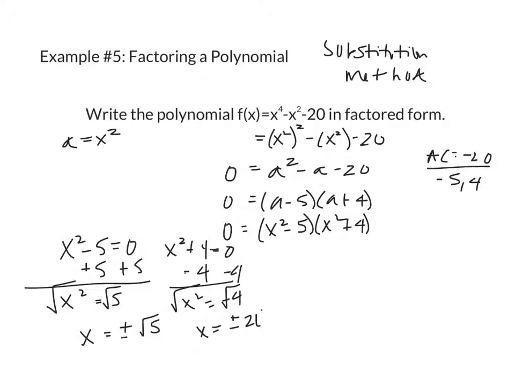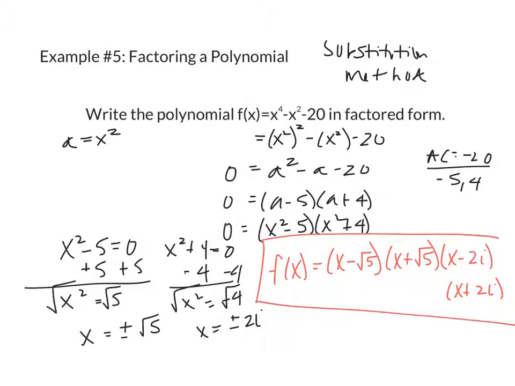Now to write this in factored form, our final answer will be, and I'll switch colors just so we can see, f of x equals, if I want to write the positive square root of 5 as a factor, it's actually x minus the square root of 5. To write negative square root of 5 as a factor, that'd be x plus the square root of 5. To write 2i as a factor, that'd be x minus 2i. And to write negative 2i as a factor, that'd be x plus 2i. So this is our answer.